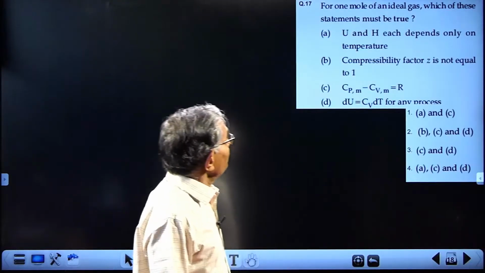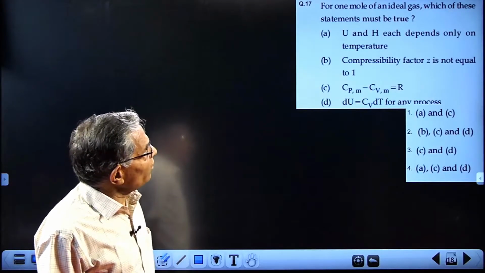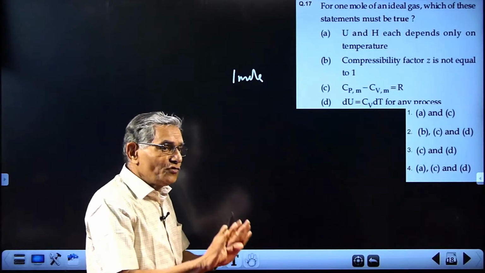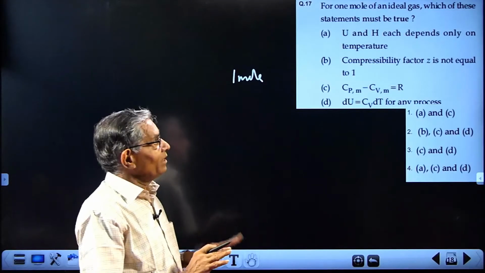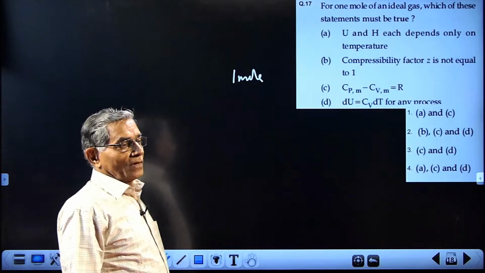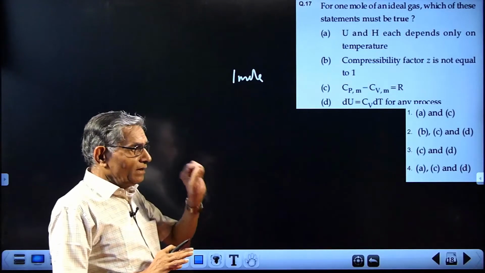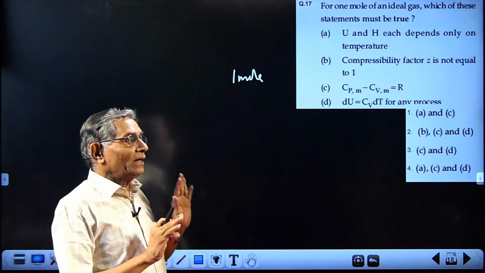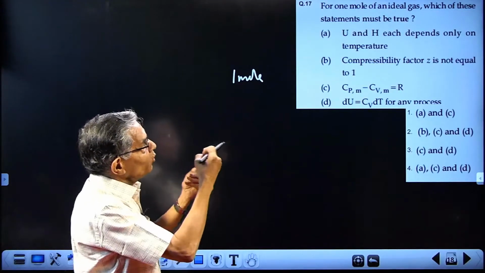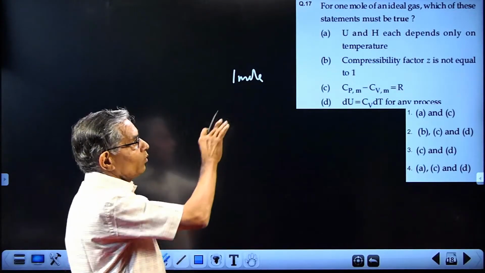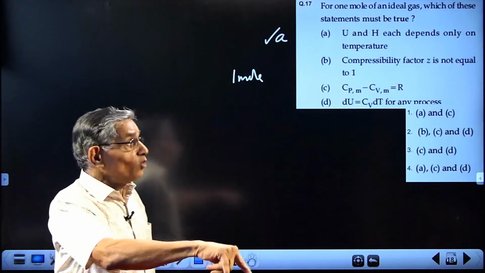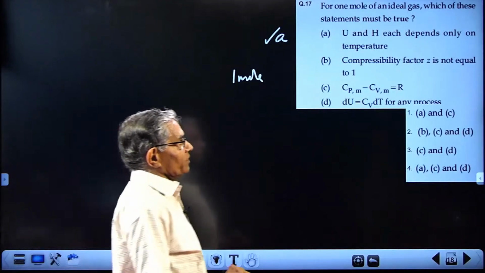Next, question number 17. For 1 mole of ideal gas, a very important point, 1 mole is given. Amount is fixed. Once amount is fixed, internal energy and enthalpy depend only on temperature. Otherwise, generally the statement will be that internal energy and enthalpy of an ideal gas depend upon two conditions, amount as well as temperature. But in this case, the amount is fixed and cannot vary, the only variable is temperature. So statement A is correct. Because amount is fixed, internal energy depends only on temperature.